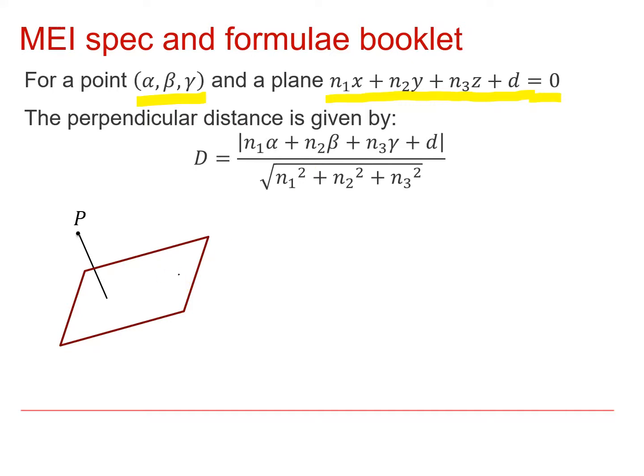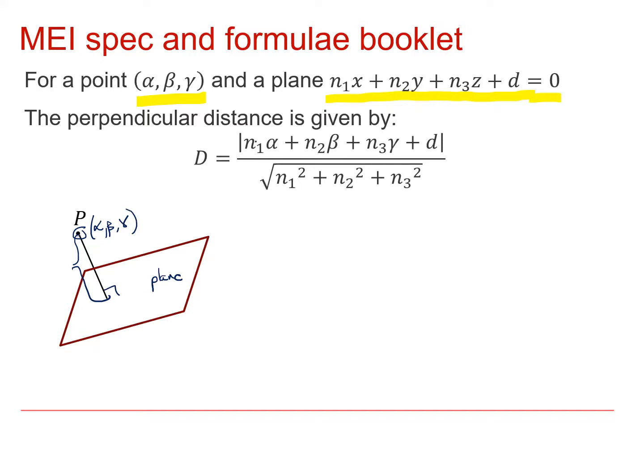So if this is my plane here, and this is the point, alpha, beta, gamma, then this distance, given by this formula, is this distance here, where that line is perpendicular to the plane. So it's the perpendicular distance between the point and the plane.